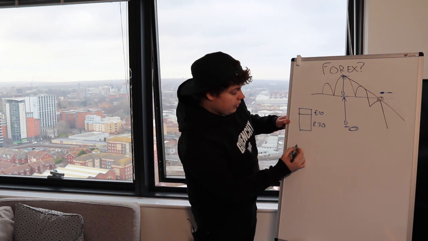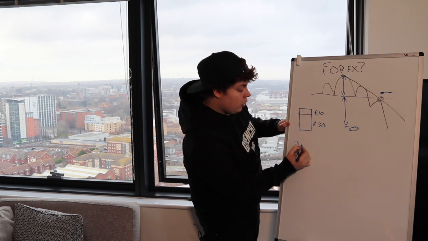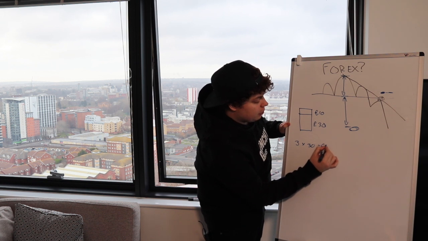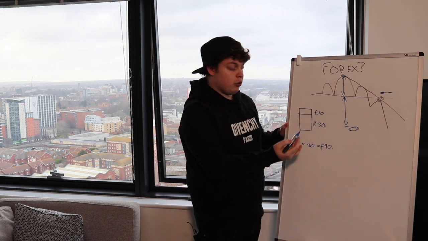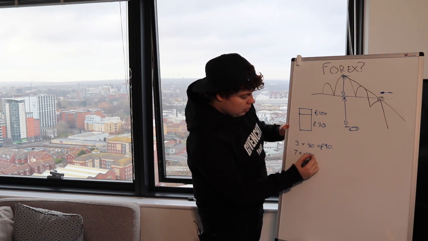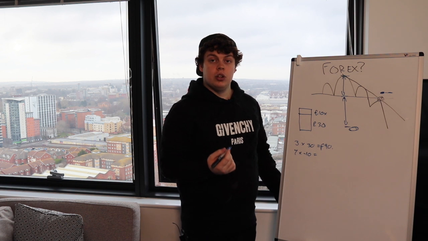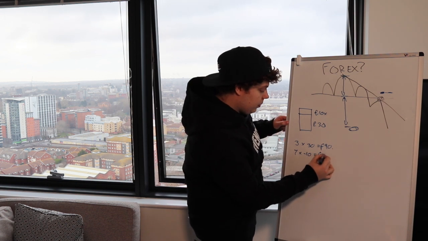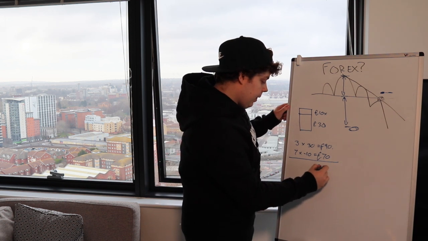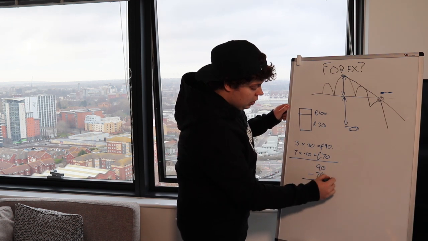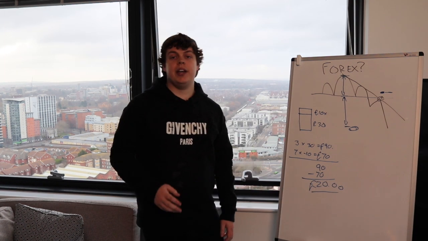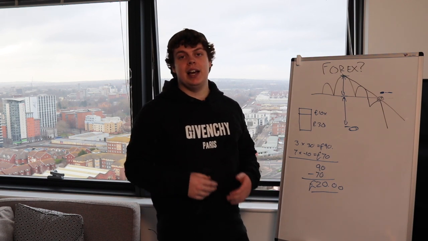So I've got 10 trades, 3 of which made profit, which is 3 times £30, which means I make £90 profit. I would have 7 trades which would lose me £10, which means I would make a loss of £70. So we take our £90 profit, we minus our £70 in loss, and I was still able to make a total of £20 profit.